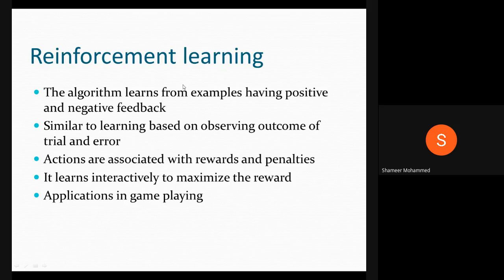Are you there, students, understanding? Yes, sir. So basically these three types: supervised, unsupervised, and reinforcement. They may ask you such a short answer question: explain briefly about the three approaches of machine learning. So you have to explain what is supervised, what is unsupervised, what is reinforcement learning.